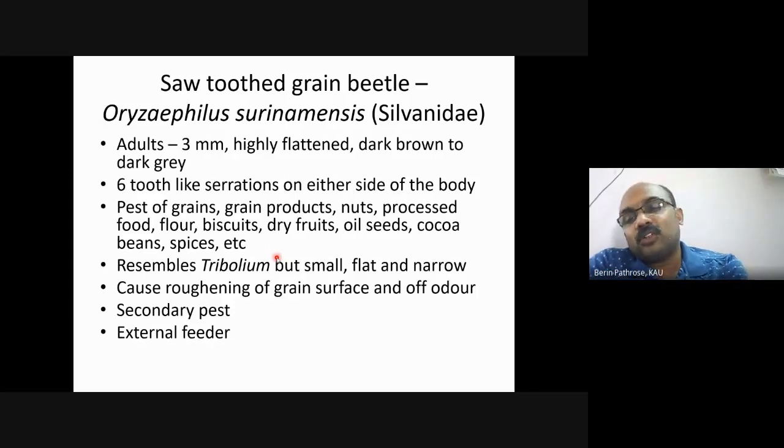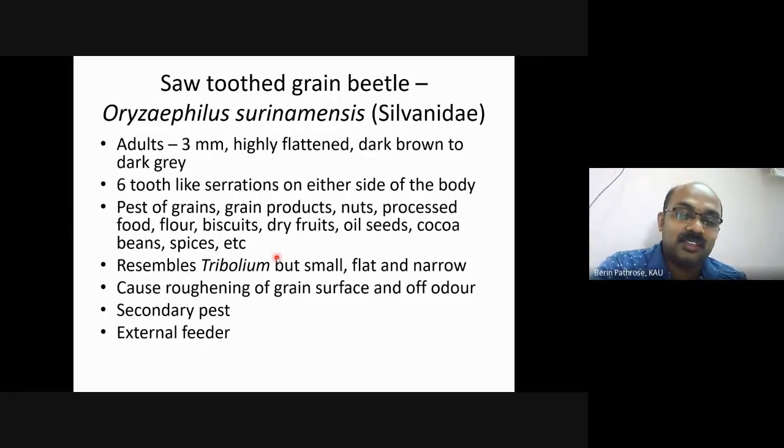It's a pest of almost all the products. It's a secondary pest we can see in almost all the products, not only in cereals. It resembles tribolium, but it is small in size. It's not an extremely damaging insect, but it is common in many already damaged grains. It causes roughening of the grain surface because it's not an internal feeder; it's an external feeder, and it feeds from outside, like scratching of the grain surface, which leads to roughening. And just like tribolium, there will be an off odor if Oryzaephilus infestation is there.